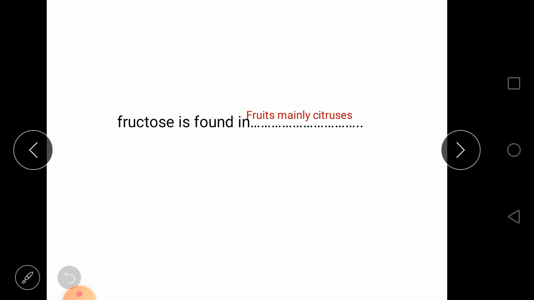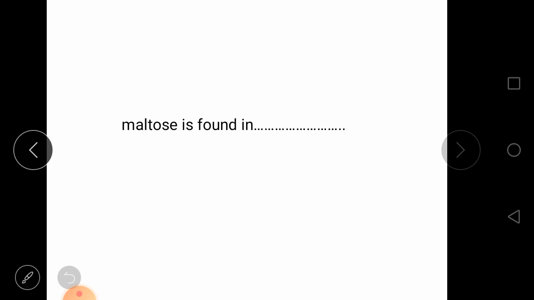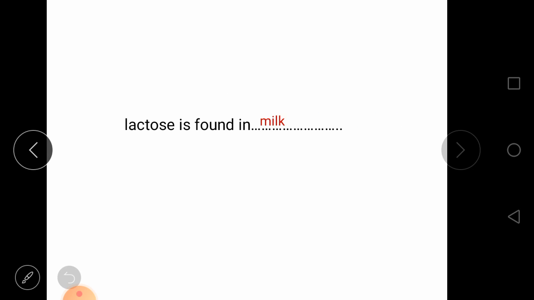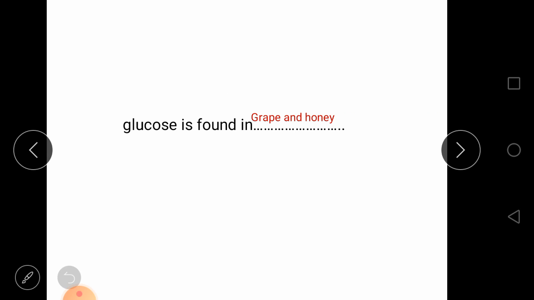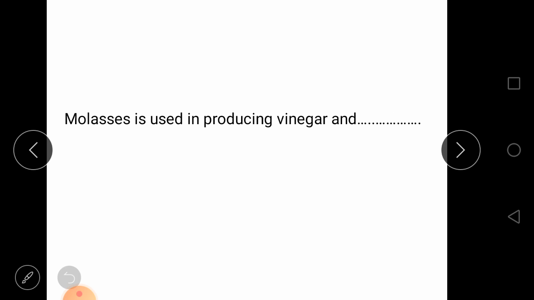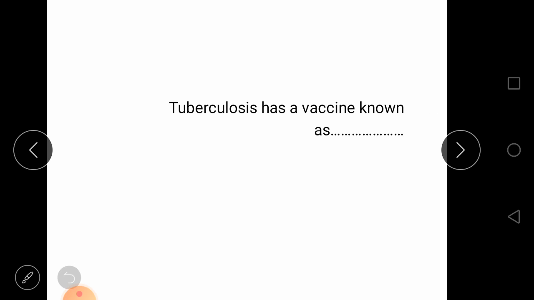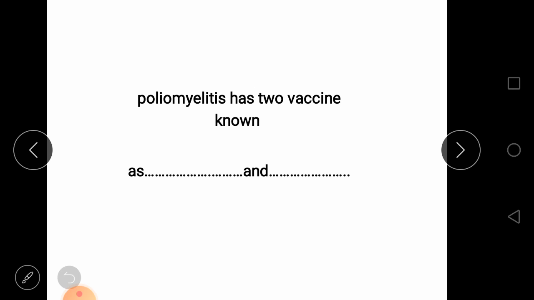Fructose is found in fruits, mainly citruses, which are orange, lemon, and grapefruit. Maltose is found in barley or oats. Lactose is found in milk. Glucose is found in grape and honey. Molasses is used in producing vinegar and yeast or alcohol, or you can write animal fodder. Tuberculosis has a vaccine known as BCG. Poliomyelitis has two vaccines known as Salk, which is by injection, and Sabin, which is done orally.